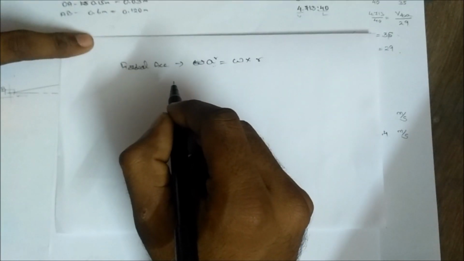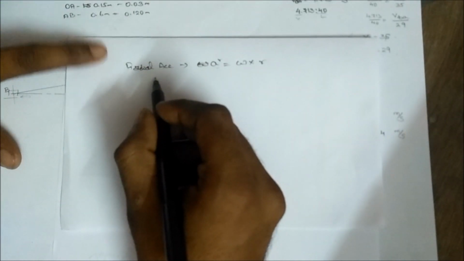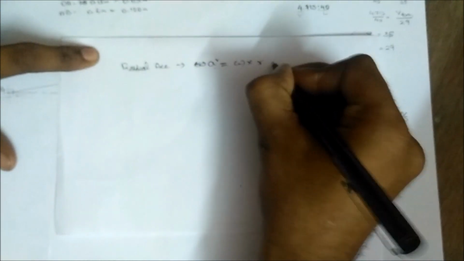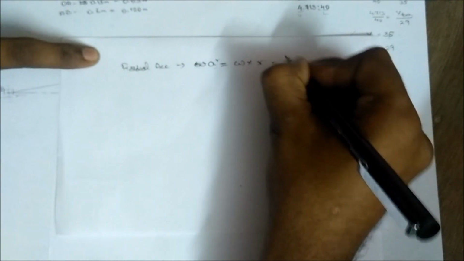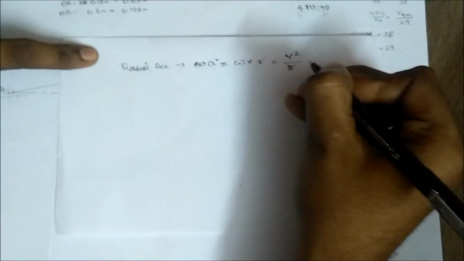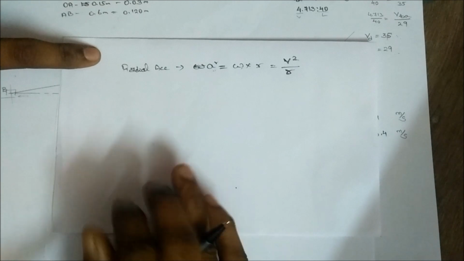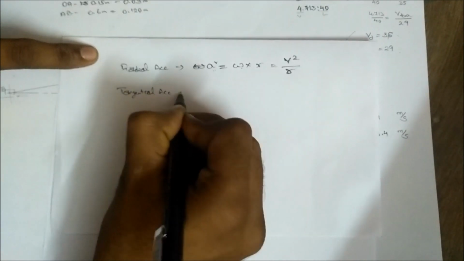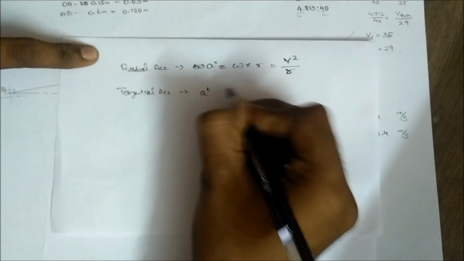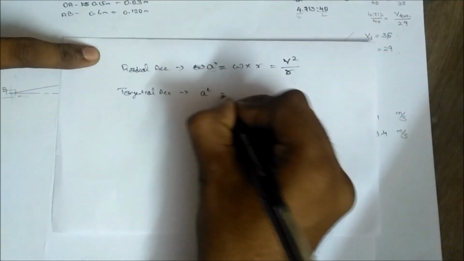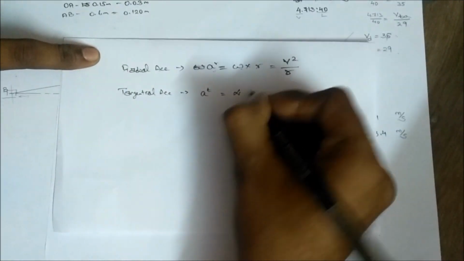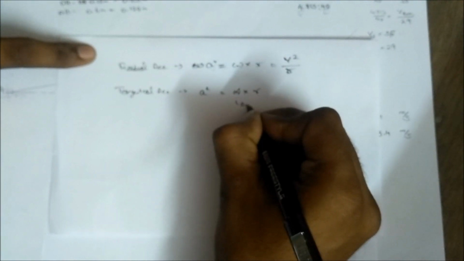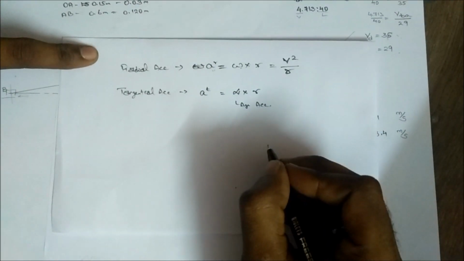We are going to see about two accelerations. The first thing is radial acceleration. The radial acceleration is angular velocity squared into the radius of the link, or otherwise we can write it as velocity squared divided by radius. In this way also we can write it. The next thing is tangential acceleration. Tangential acceleration is represented by a_t, that is equivalent to angular acceleration into radius. This is angular acceleration.